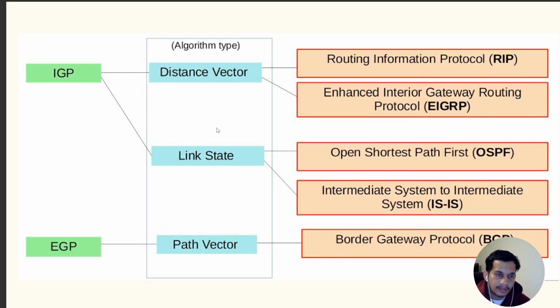So previously we have seen about dynamic routing protocols, which have two types, that is IGP and EGP. IGP has two algorithms, that is distance vector and link state, and in the previous video we saw about Routing Information Protocol. In this video we are going to study about the link state algorithm, and the protocol which we are learning is Open Shortest Path First.